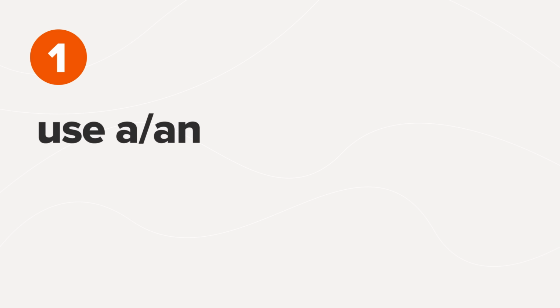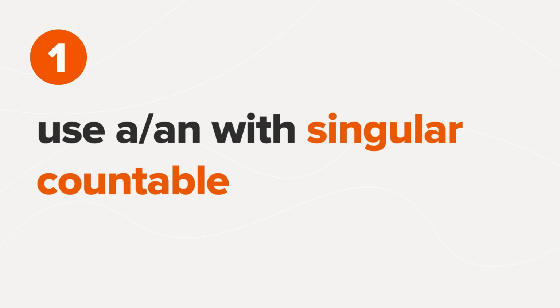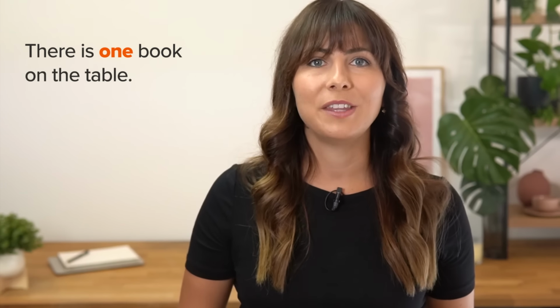So now let's get stuck into the juicy stuff, the rules. When do we use these articles? Rule number 1, use the indefinite article with singular countable nouns. Write this down. In many languages, the indefinite article is actually just the number 1. There is one book on the table.